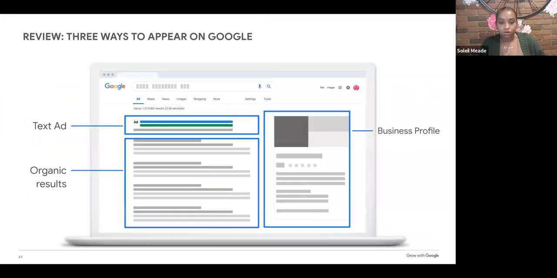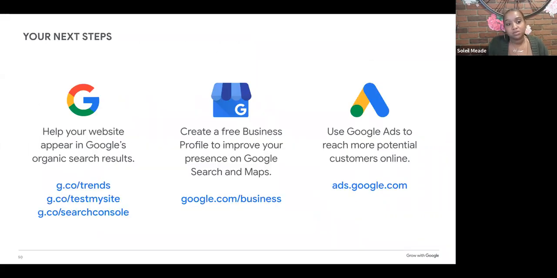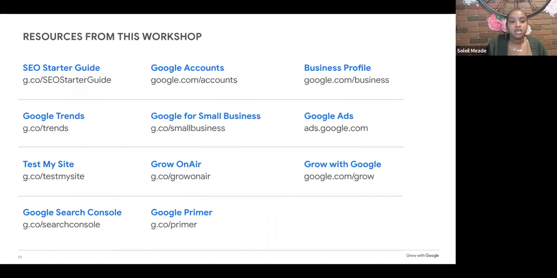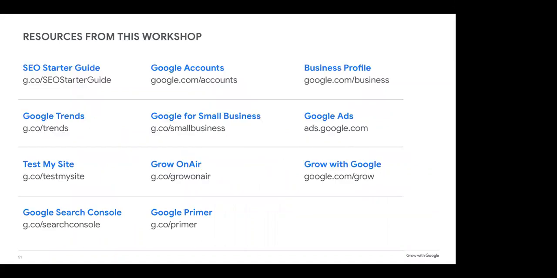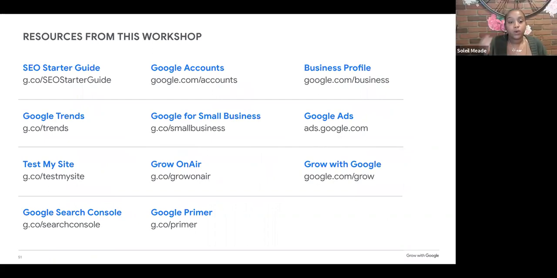And this is just recapping resources about what we learned about. We learned about the 3 ways that you can appear on Google: through a text ad, through organic search results, and a business profile. And this screen right here can show you the links to each of these different areas that we talked about today. So this is a good one to screenshot if you're interested in capturing some greater information, as well as this next one. And I know that Vicki is dropping some tools in the chat as well.